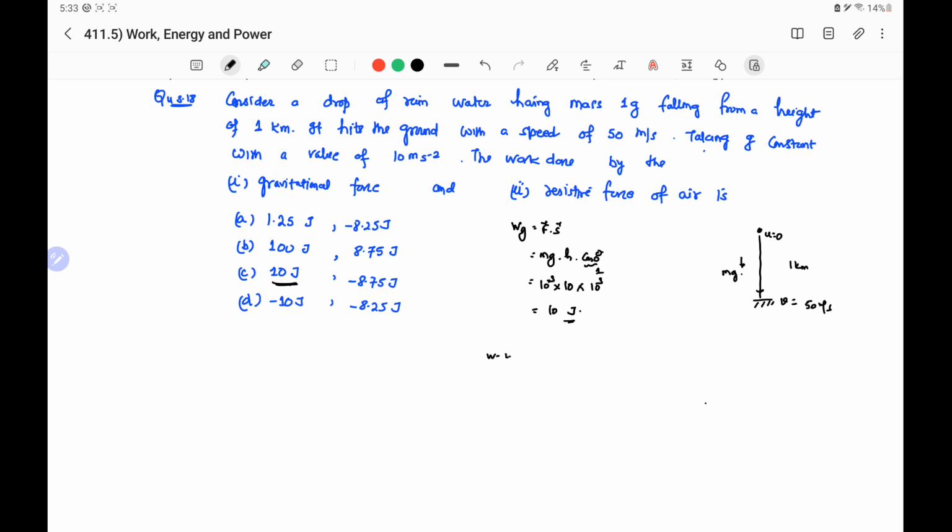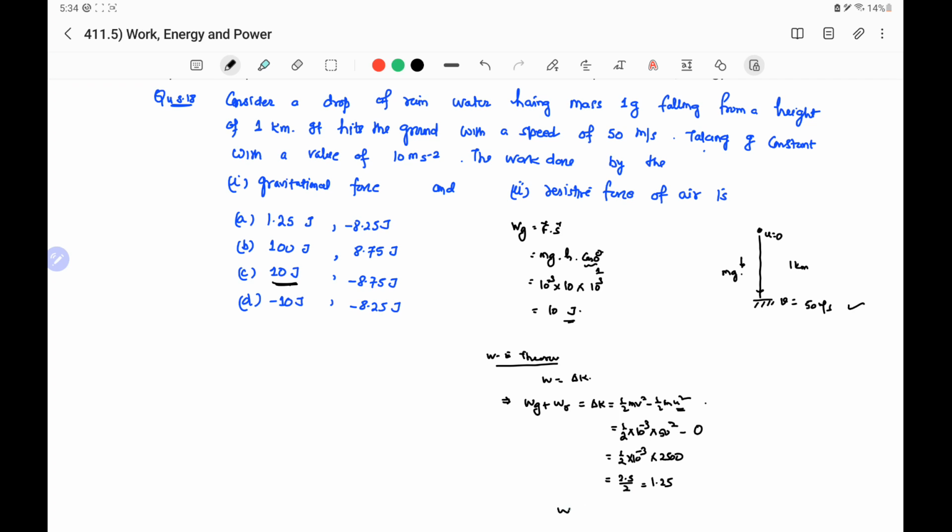From the work energy theorem, we know that the work done will be equal to the change in kinetic energy, and work is done by the gravitational force plus the resistive force of the air, and it will be equal to the change in kinetic energy, that is half m v square minus half m u square. It is half into mass, which is 10 to the power minus 3, and finally velocity is 50, so it is 50 square, minus the initial velocity is 0, so the initial kinetic energy is 0. That means it will be equal to 1 by 2 into 10 to the power minus 3 into 2500, or we can write it as 2.5 by 2, which is equal to 1.25.